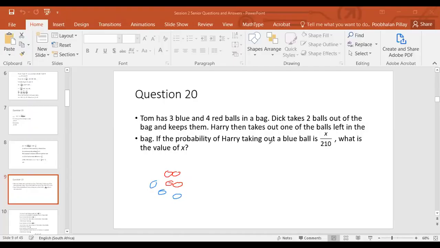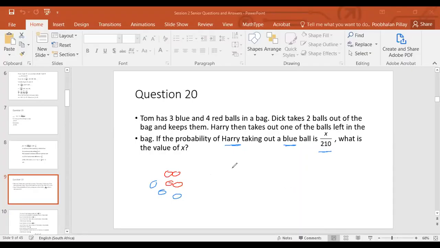If the probability of Harry taking out a blue ball is x over 210, what is the value of x? So this is the problem about Tom, Dick, and Harry. Okay, now you do probabilities in grade 12, but I'm going to explain this problem anyway to you, and even if you haven't done it, hopefully you will understand the logic behind it because it's a logical problem.